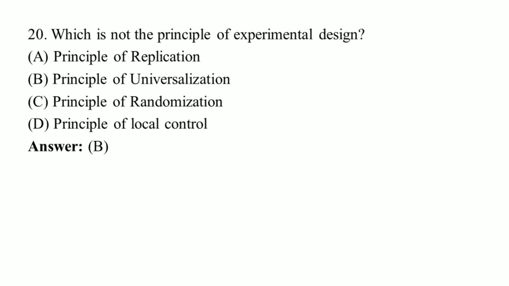We can move to the next question, which is not the principle of experimental design? Option A, principle of replication. Option B, principle of universalization. Option C, principle of randomization. And option D, principle of local control. So the right answer is option B, principle of universalization.